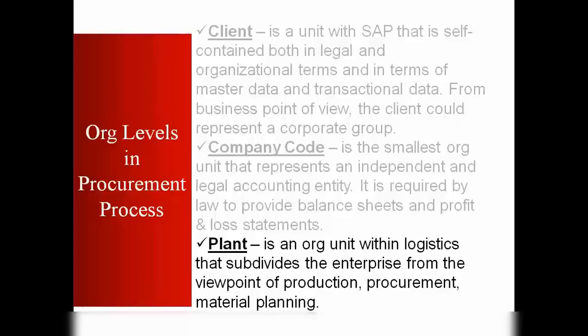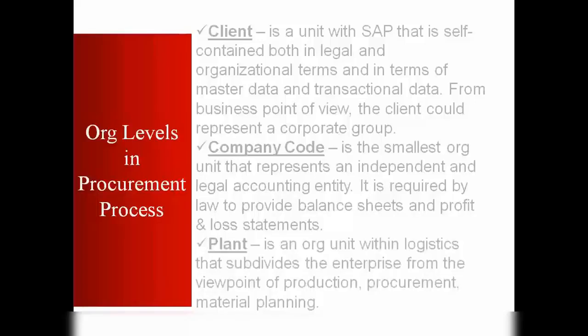From the sales point of view, SD, sales and distribution, plant is the place from where all the goods are sent to the customer. And from MM point of view, it is where the stock or inventory is kept. And from production planning point of view, plant is where all the production is happening. So basically from the MM side, where all the stock is kept, that's your plant.